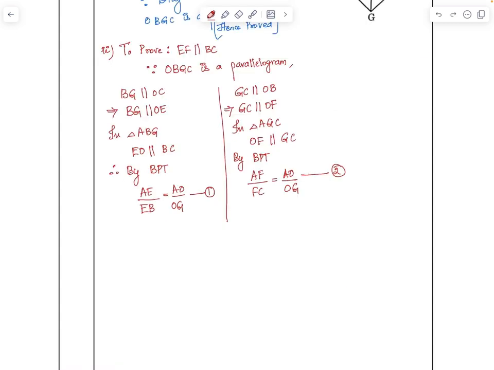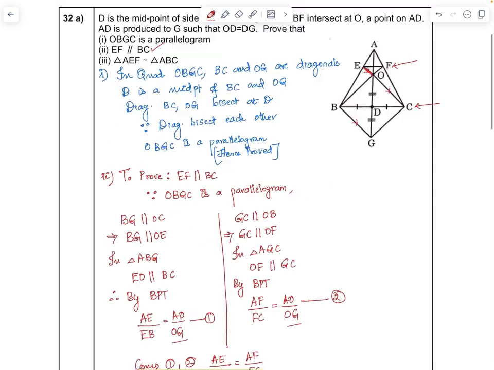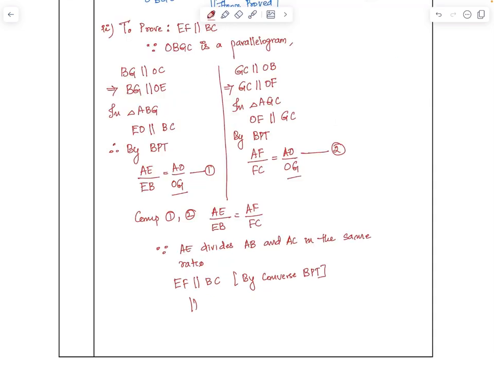Comparing both the equations, AO upon OG is common in both. Therefore, AE upon EB is equal to AF upon FC, which means that EF is dividing the sides AB and AC in the same ratio. By converse BPT, EF becomes parallel to BC. Hence, this second statement is also proved.